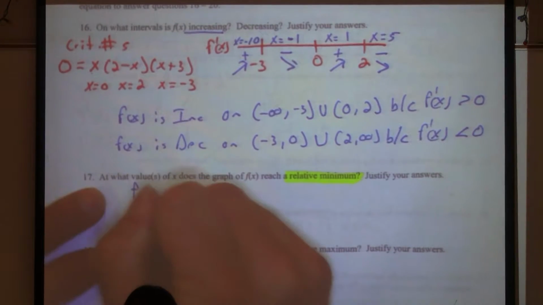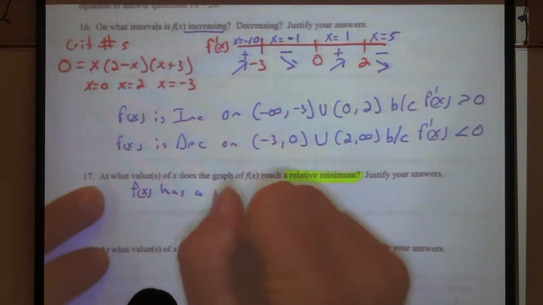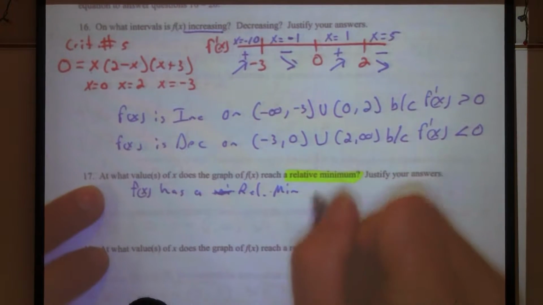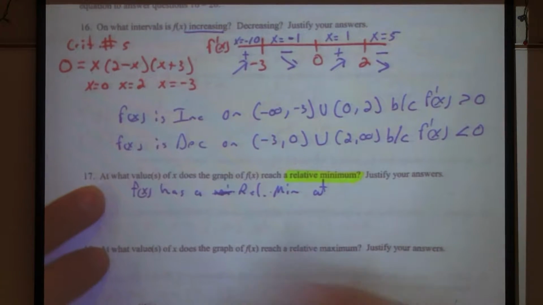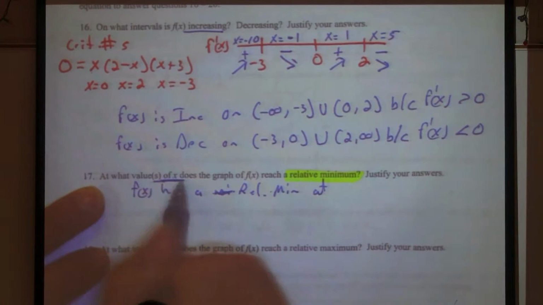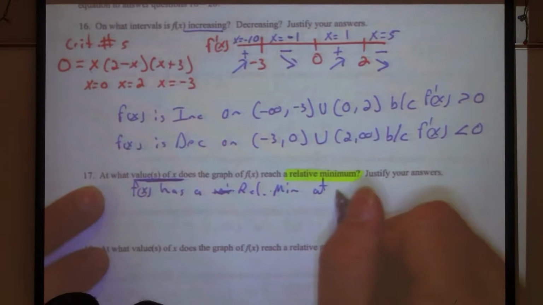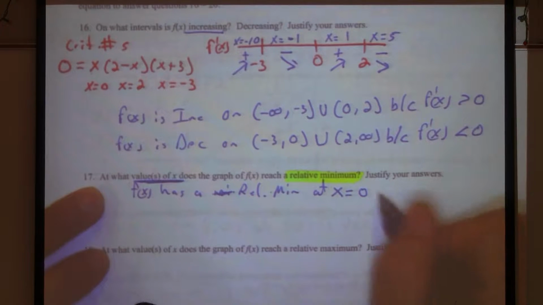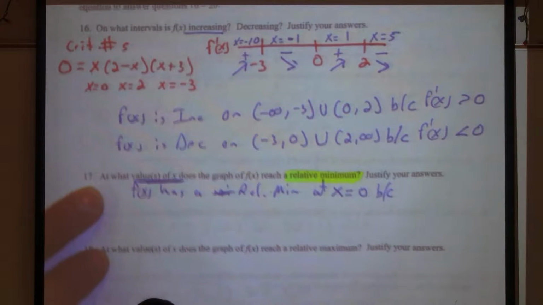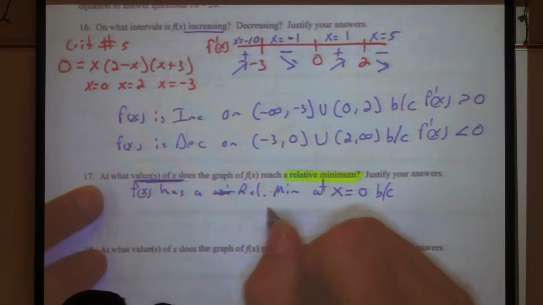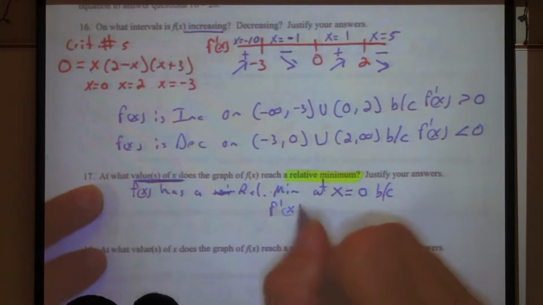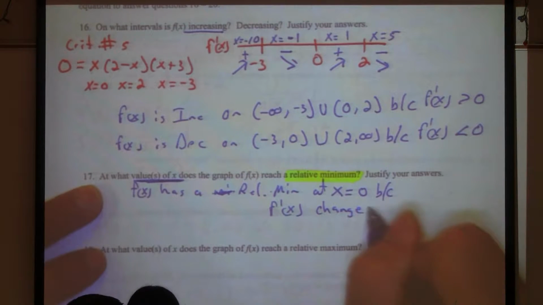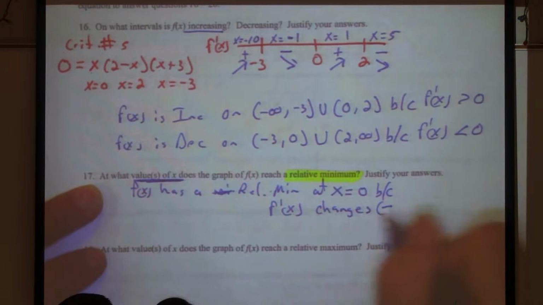So we could say f of x has a relative minimum at, do they want the coordinate or just the x? Only the x, so they were nice to us this time. So at x equals what? 0, because, what's the justification? Beautiful, so what changes? The derivative changes from negative to positive.